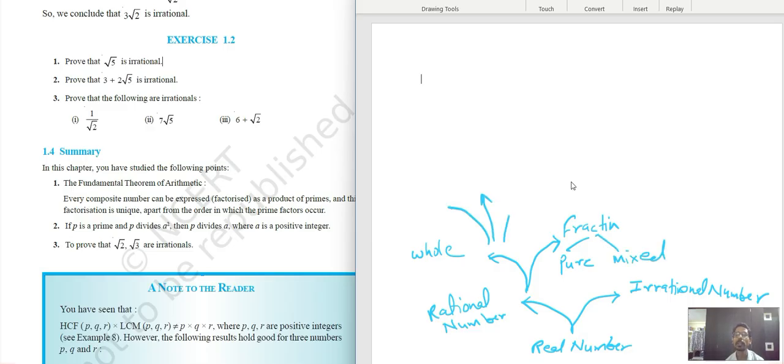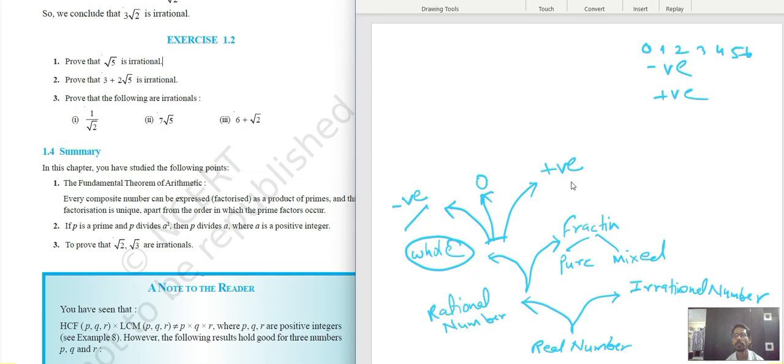Okay. Whole. We can categorize the whole into 3 parts. Whole means what? Generally the counting numbers like 0, 1, 2, 3, 4, 5, 6. Negative also and positive also. So negative we'll write here. Negative. Here 0. Here positive. Okay. These all are called integer. This whole, negative, 0 or positive, these all are called integer.